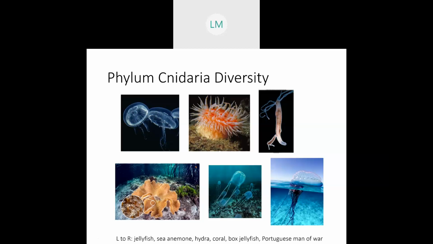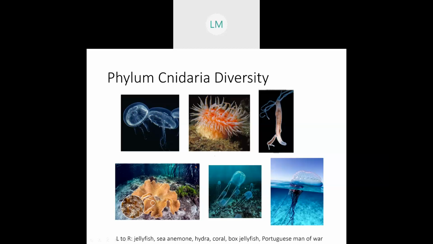So we've got our jellyfish, sea anemones are in this phyla as well. This structure here is called a hydra. So this is a type of cnidarian also. Corals are in phylum Cnidaria. So you can see this zoomed in photo of a coral. You can see these little polyps that are all anchored here. So these are going to be the polyp stage. It's dominant in these corals.